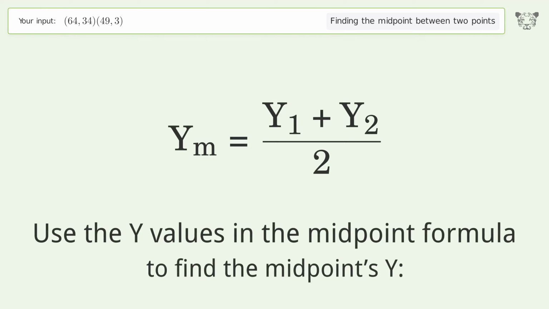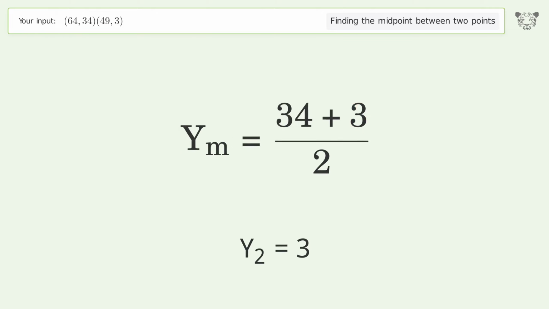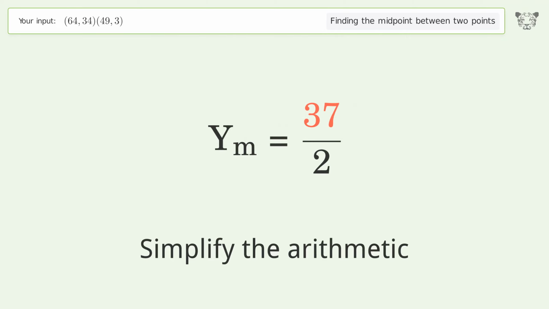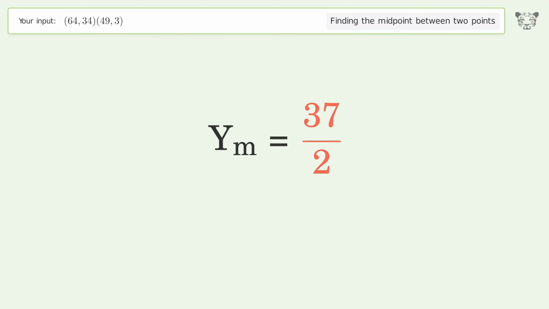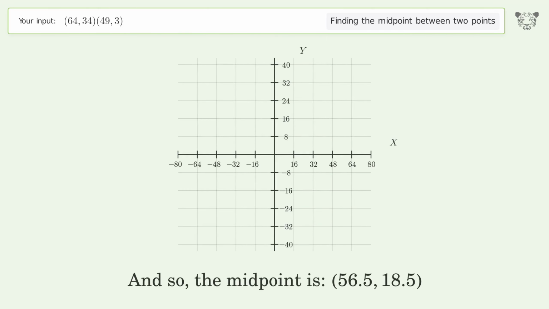Use the y values in the midpoint formula to find the midpoint's y. y1 equals 34. y2 equals 3. Simplify the arithmetic. And so, the midpoint is 56.5, 18.5.